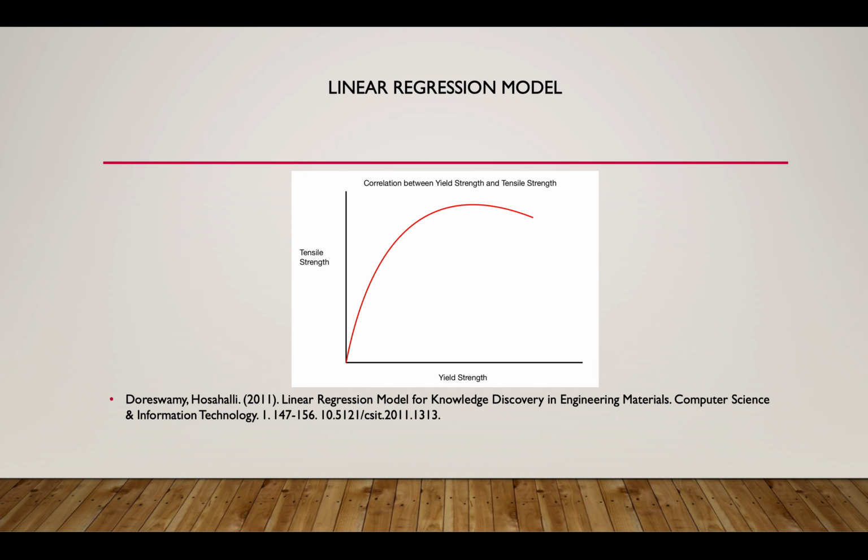The importance of linear regression in this application is that if there is a relationship between the tensile strength and the yield strength, we can have a positive relationship, and we would be able to find the tensile strength, or make an approximation of the tensile strength, when given the yield strength, and vice versa. We will be able to make a prediction about what the yield strength would be when we are given the tensile strength. Thank you.